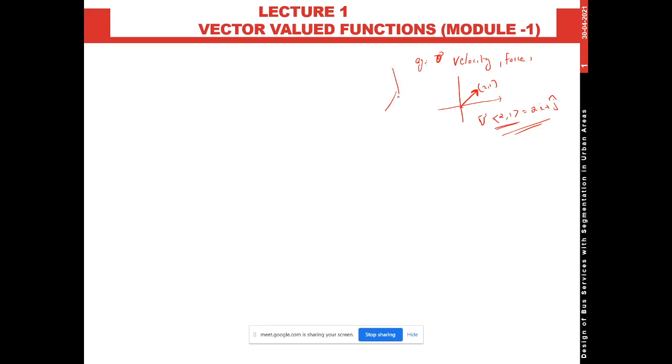And if we want to find a vector in three space, for example, if I take a point here (1, 1, 1), so v is the vector (1, 1, 1). You can represent it like this: i plus j plus k. So this is the definition for a vector.